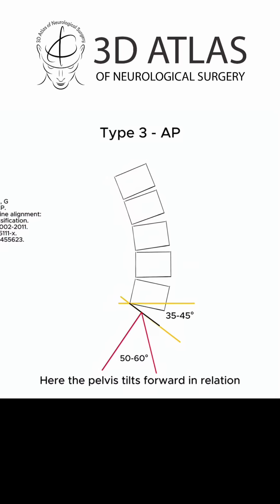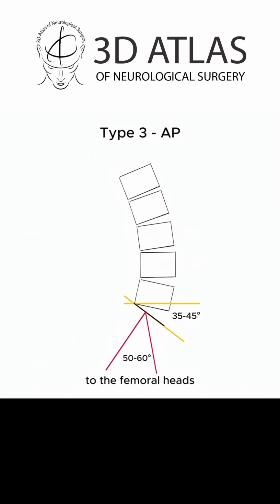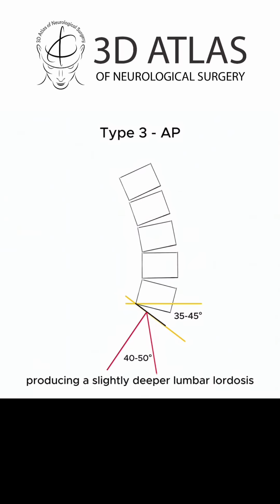Type 3, AP, the anteverted pelvis subtype. Here, the pelvis tilts forward in relation to the femoral heads, producing a slightly deeper lumbar lordosis and a more anterior trunk alignment. This subtype has a lower pelvic incidence between 40 and 50 degrees with a similar sacral slope of 35 to 45 degrees. The apex remains at L4.